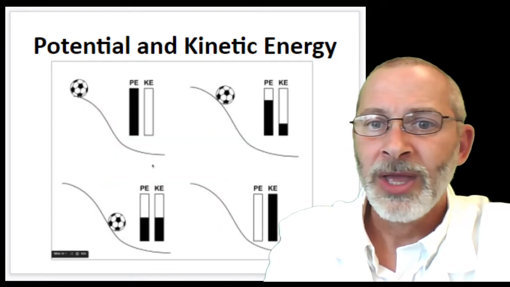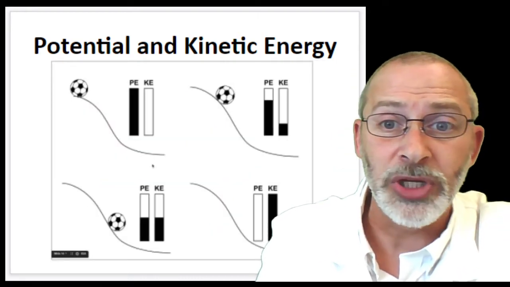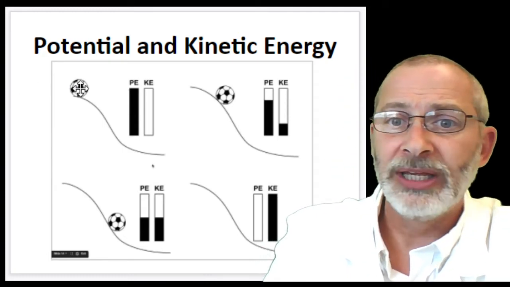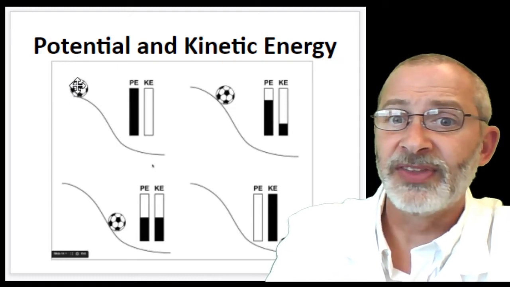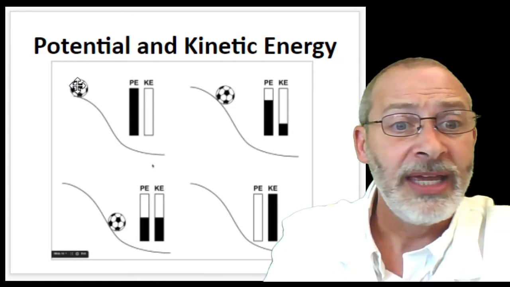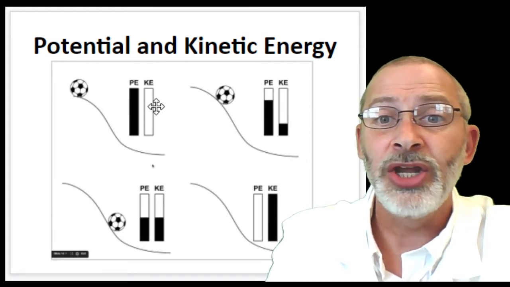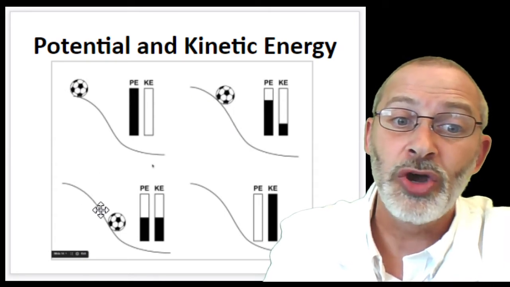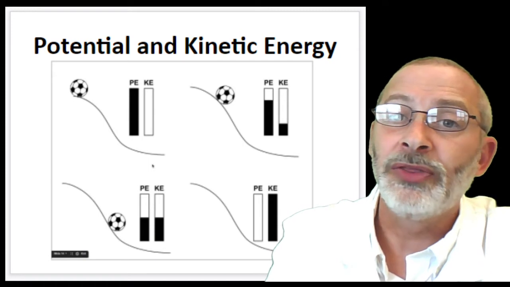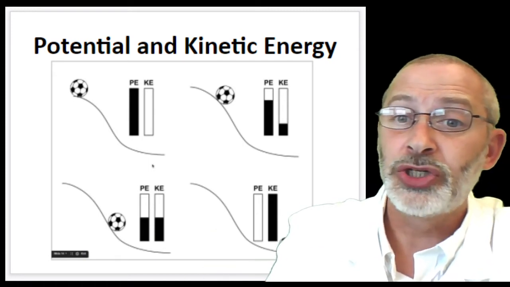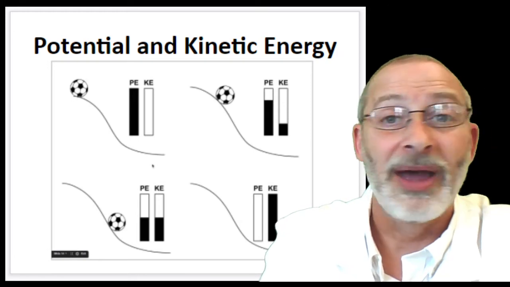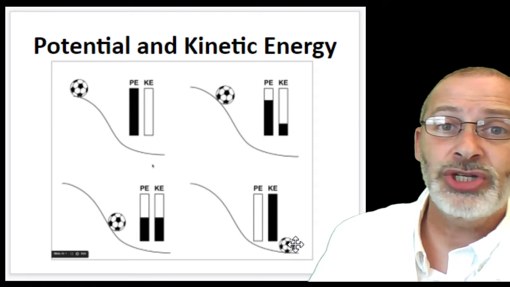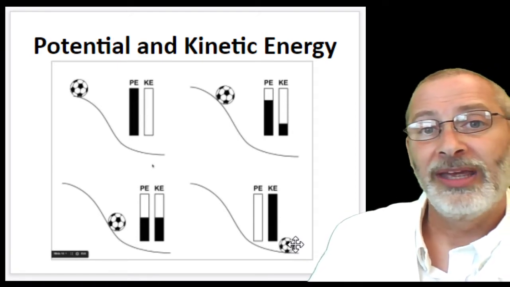Here's another way of looking at the relationship between potential and kinetic energy in terms of a ball rolling down a hill. At the top of the hill, before the ball is moving, it's got all potential energy and no kinetic energy. As it starts to roll down the hill, notice what happens between the relationship of potential versus kinetic energy. By the time it reaches the bottom of the hill, it's totally in motion. It's got all kinetic energy and no potential energy.